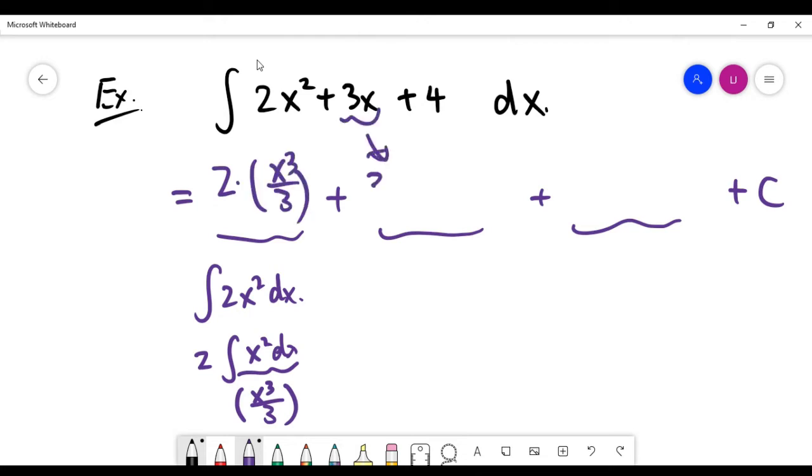And this term is similar. I can keep the constant here. You need to integrate x, and integrating x becomes x squared over 2, right? So it is a power rule, and that's why I put x squared over 2 here.